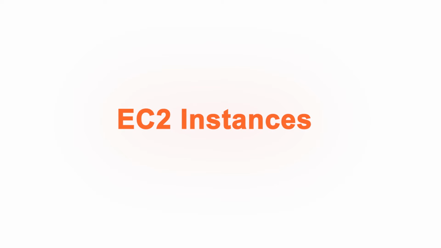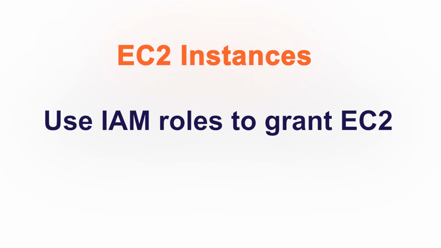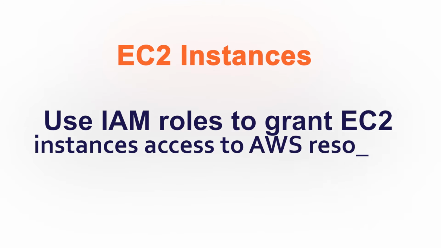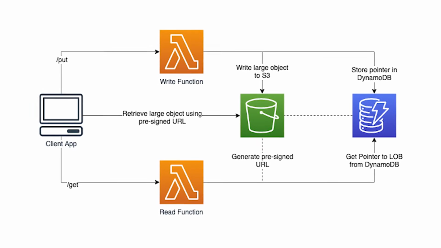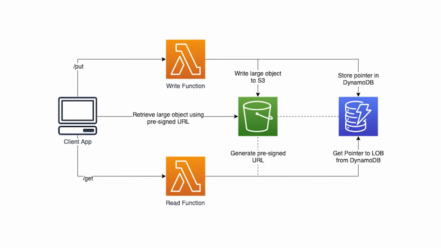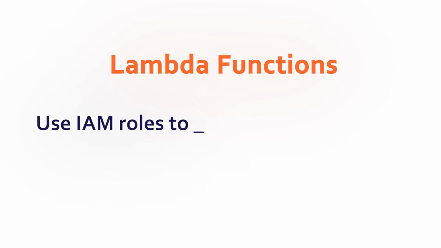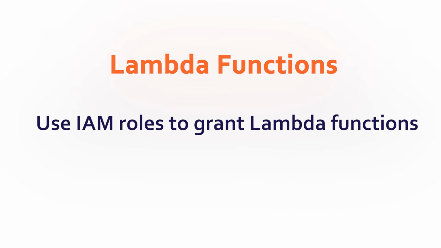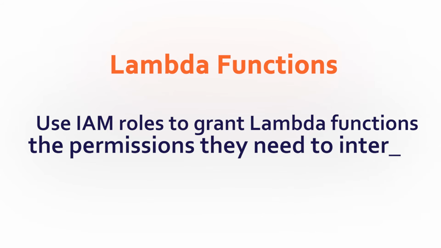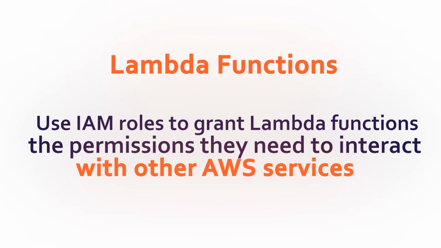EC2 instances: use IAM roles to grant EC2 instances access to AWS resources. For example, you might create a role that allows an EC2 instance to read from an S3 bucket or write to a DynamoDB table. Lambda functions: use IAM roles to grant Lambda functions the permissions they need to interact with other AWS services. For example, a Lambda function might need access to an S3 bucket to process uploaded files.